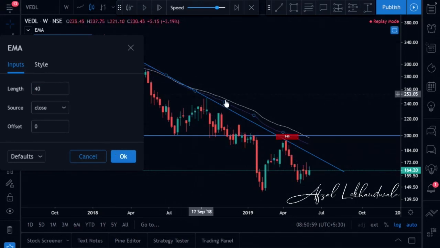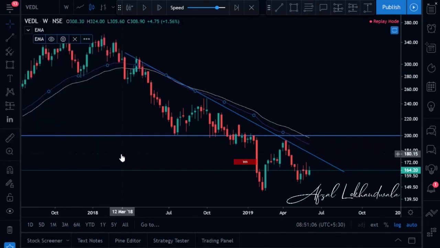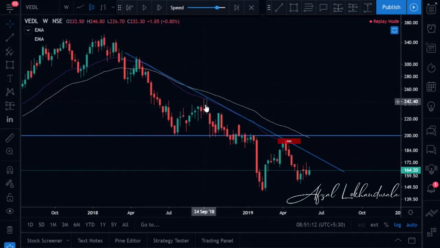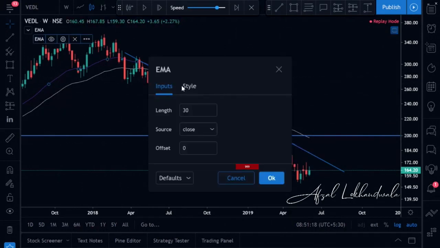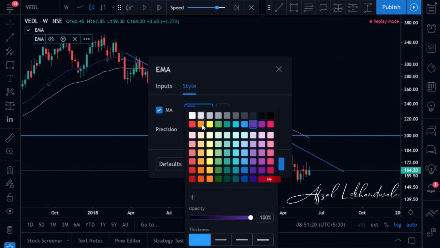Is it holding good? No. Let us reduce it. Let us try 30 EMA. See, this EMA is holding itself very nicely. This 30 EMA is being respected here and again here, just like the trend line. So this EMA is good for us. Let us double click it and change the color to orange so that it's visible.